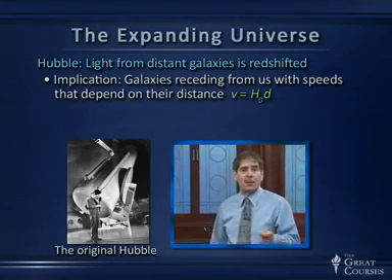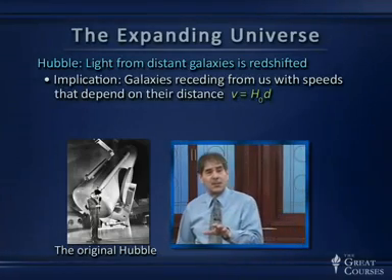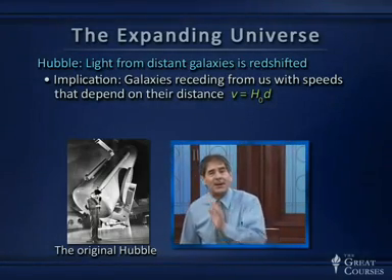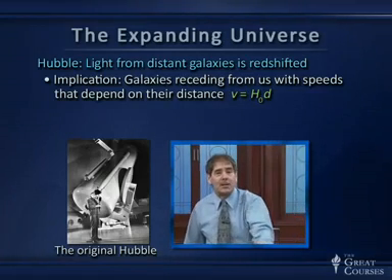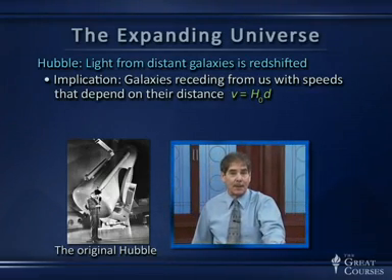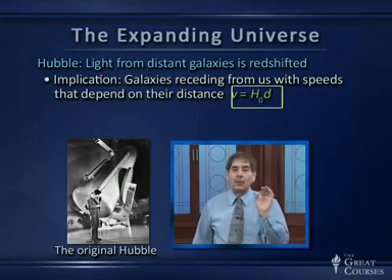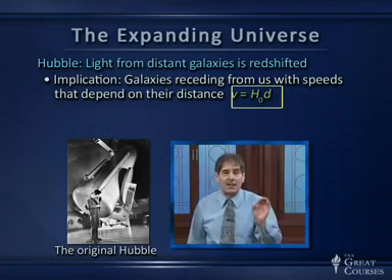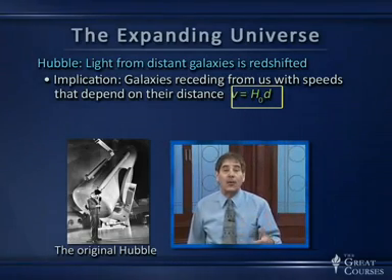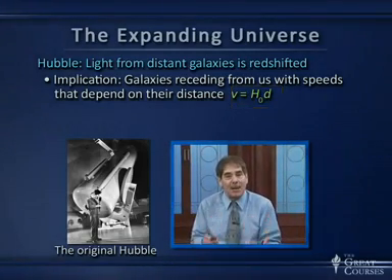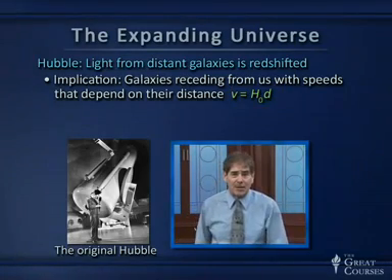And furthermore, with Hubble's measurements, he discovered that the galaxies are receding with speeds that depend on how far away they are. The farther away a galaxy is, the more rapidly it's receding from us. And the very simple mathematical relation that describes that is v = H₀d, where H₀, H naught, is called the Hubble constant. And it's the basic parameter that describes the expansion of the universe.